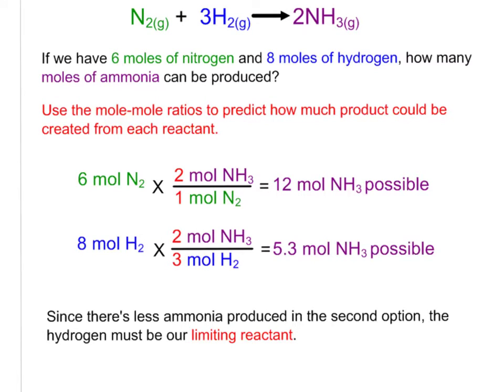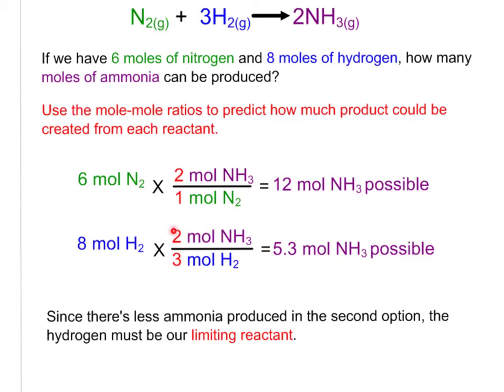Well, hopefully you had a chance to try that. And here is the answer. If we have 6 moles of nitrogen, 8 moles of hydrogen, how many moles of ammonia can be produced? We're going to use the mole-to-mole ratios to predict how much product could be created from each reactant. So we have 6 moles of nitrogen that we start with. Here's our mole-to-mole ratio, 2 moles of ammonia produced for every 1 mole of nitrogen used. That gives us 12 moles of ammonia possible with this much nitrogen. What about with this much hydrogen?